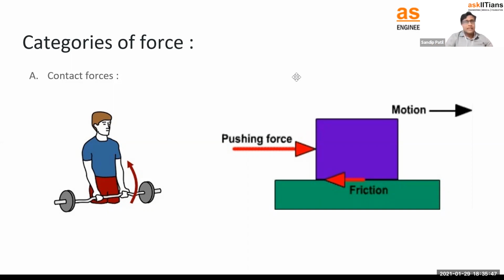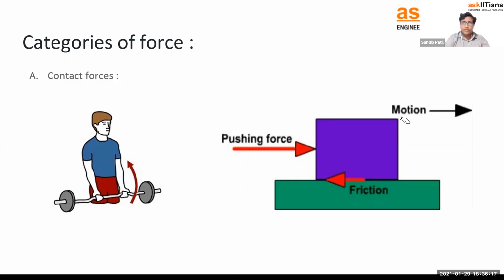If there is a contact, we say it is a contact force. What were you doing? You were pushing that car. So can I say this pushing force is a contact force? That's right. So here in this case, this block is kept on, let's say, a table. If you apply some force on it, that is called pushing force. That block will get some motion, right? And yes, that is called a contact force. Simple.